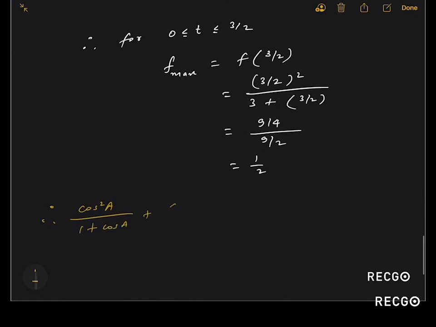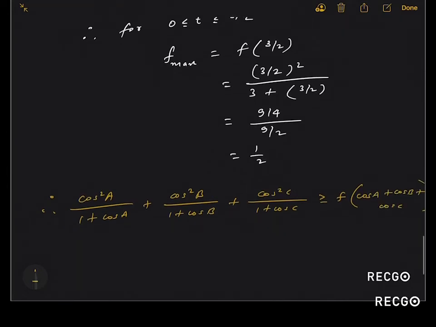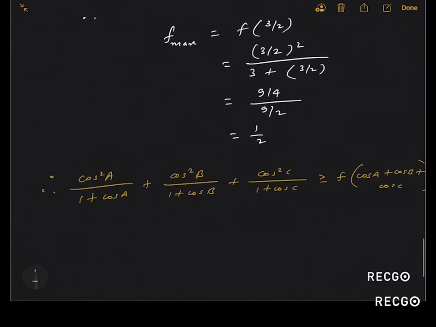So see here, the master stroke that I was talking about is that cos square a by 1 plus cos a plus cos square b by 1 plus cos b plus cos square c by 1 plus cos c is greater than or equal to f of cos a plus cos b plus cos c, which we have seen just earlier. Now see, the expression on the left hand side has to exceed all possible values of the expression on the right hand side, right?